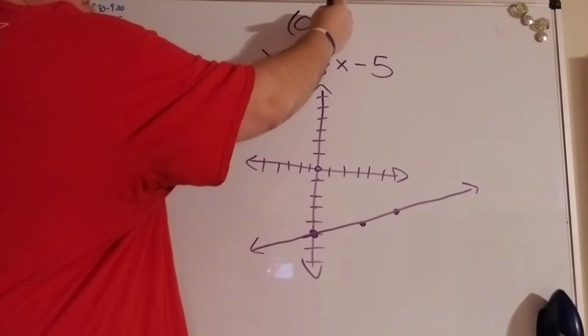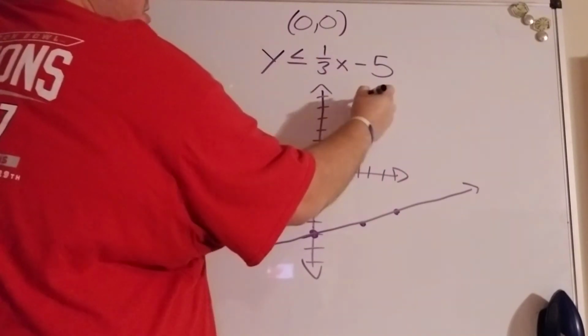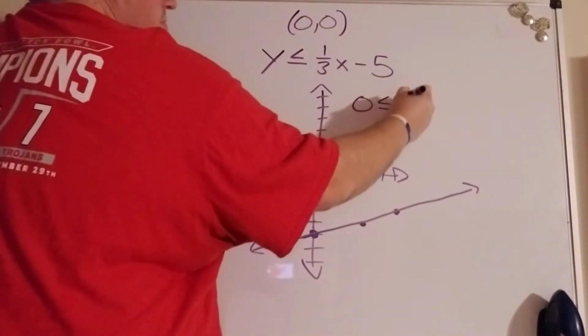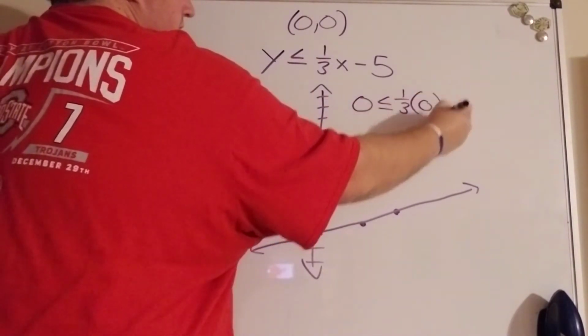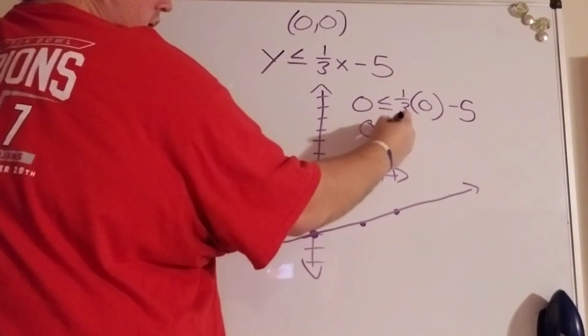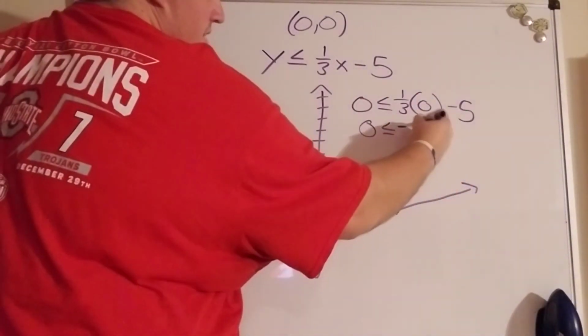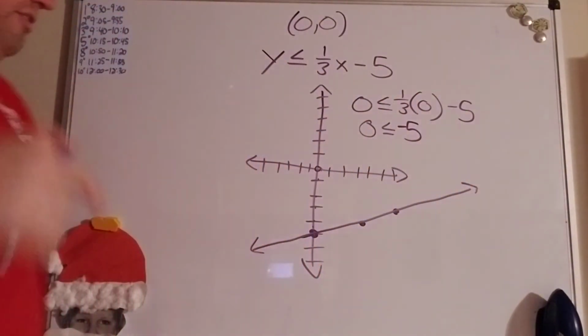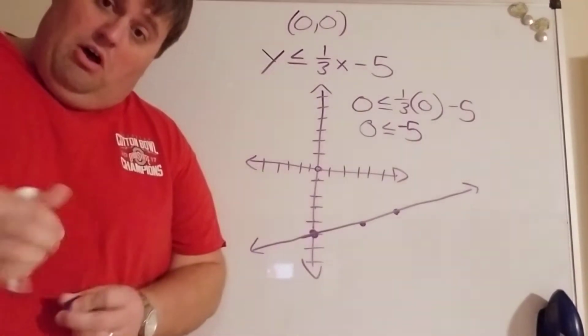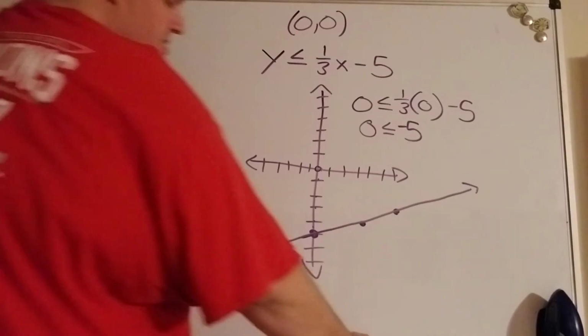So I'm going to try 0, 0 again. So when we plug it in, 0 is less than or equal to 1/3 times 0 minus 5. Well, let's see if that's true or not. 1/3 times 0 is 0. 0 minus 5 is negative 5. Is 0 smaller than negative 5? Well, hopefully at home you are yelling at me, no, it's not, because it's definitely not smaller.